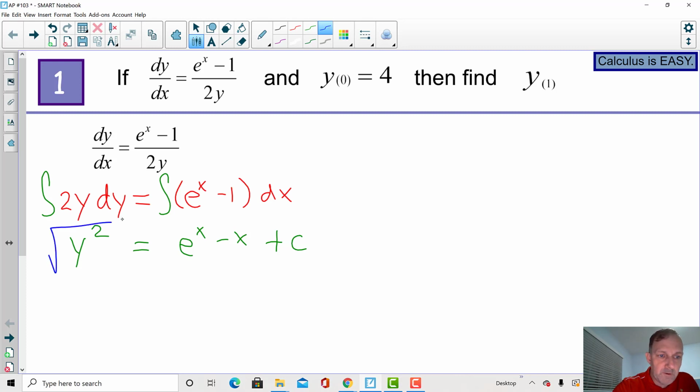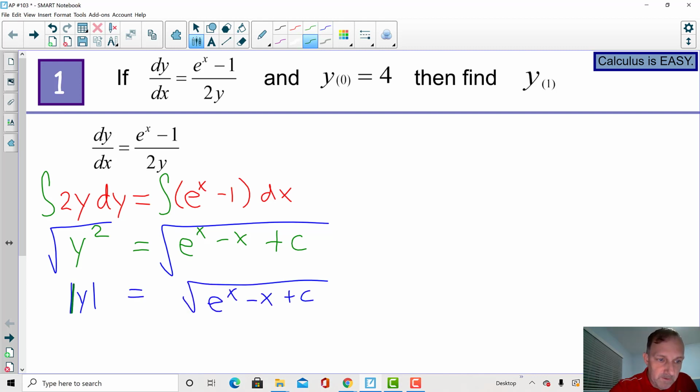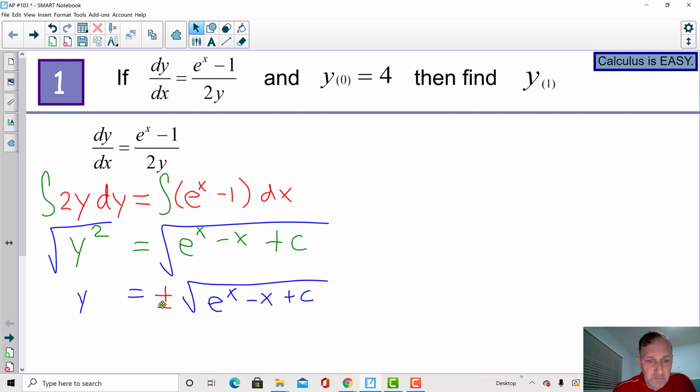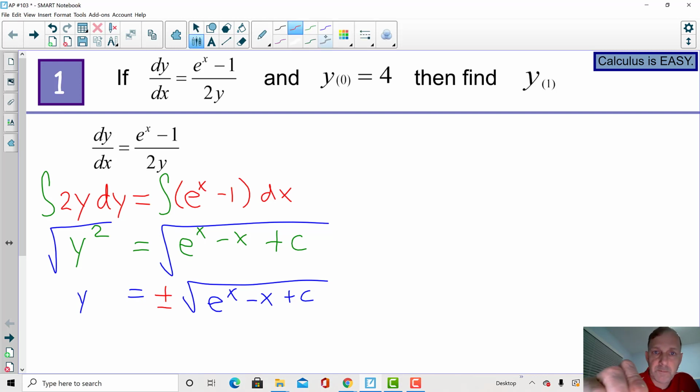We do need to do the square root on both sides. And on the left side, we're going to get absolute value of y. We can get rid of these absolute values if we put a plus or minus in front. And we'll move the plus or minus over to the other side. And we have solved for y, but we still need to solve for our plus c. And we also need to choose between our plus and our minus.